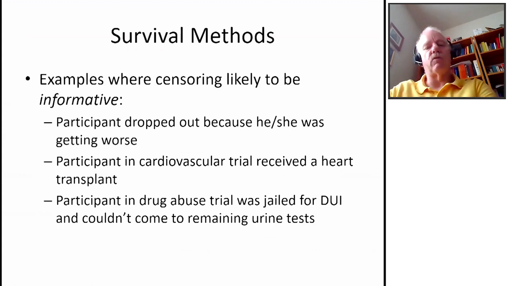Here are some examples where the censoring is likely to be informative. If the participant dropped out because they were getting worse, maybe they'll tell you that.